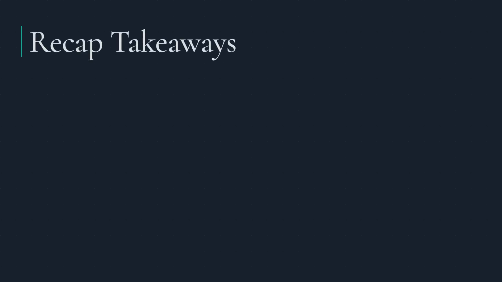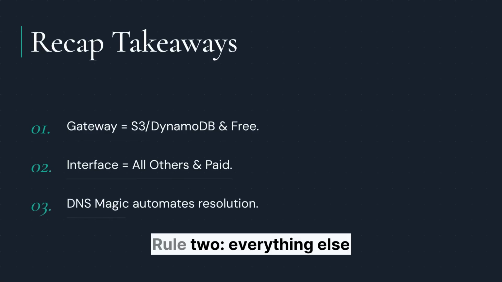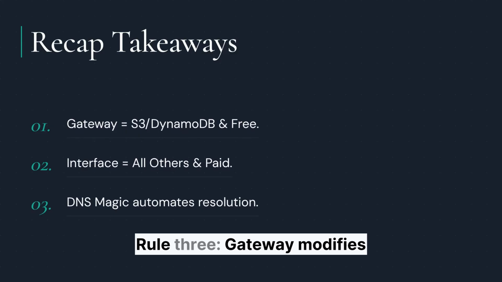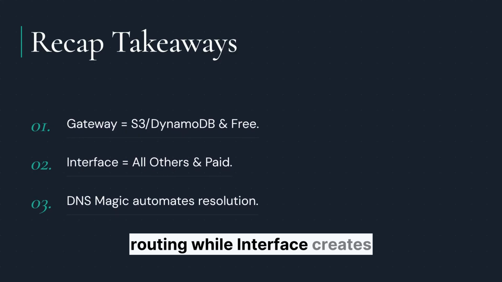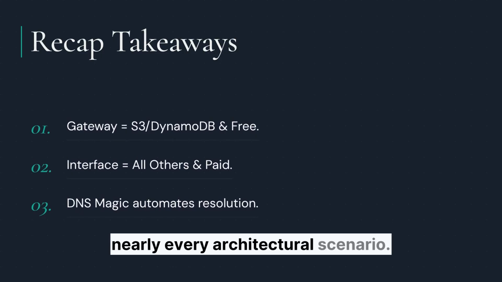Let's recap. Rule 1, S3 and DynamoDB use gateway. Rule 2, everything else uses interface. Rule 3, gateway modifies routing while interface creates network interfaces. These three rules cover nearly every architectural scenario.